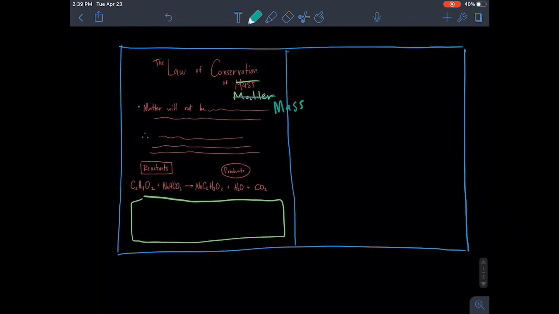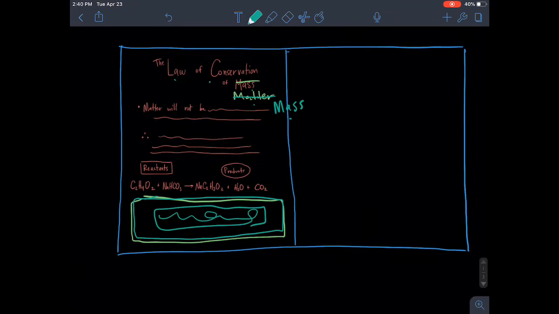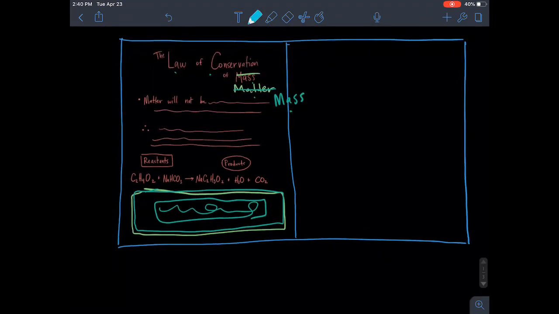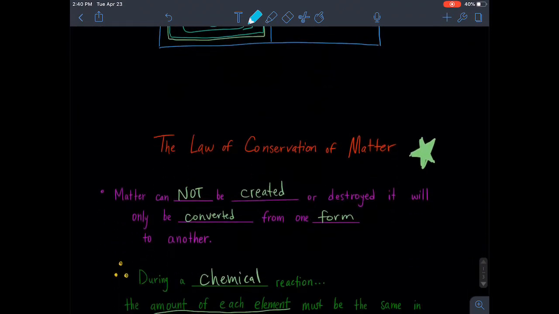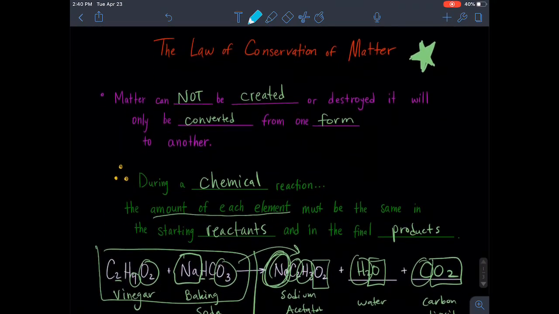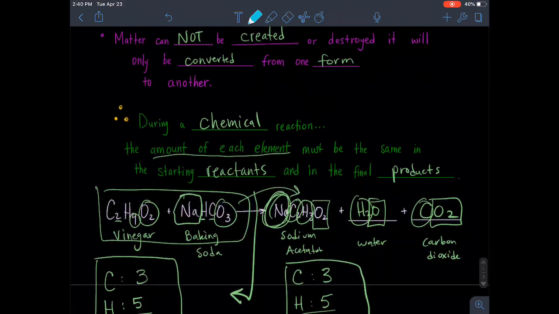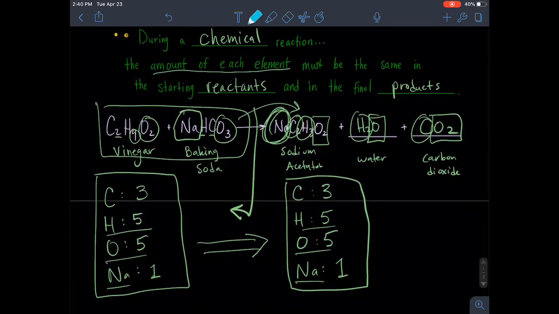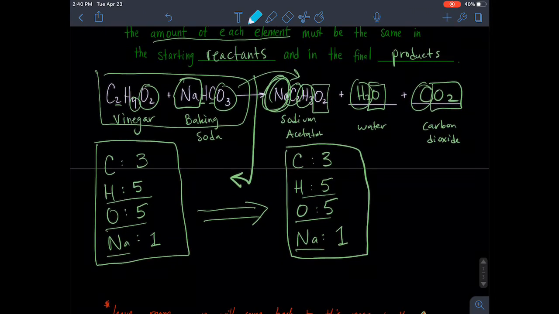But as you remember, last time you left some extra room on that page, your law of conservation of mass page. Let's go down to this blank page and fill it in with some awesome chemistry knowledge. So we'll skim past the things that we already discussed, like matter cannot be created or destroyed. It will only be converted from one form to another. And during a chemical reaction, the amount of each element must be the same in the starting reactants and in the final products.